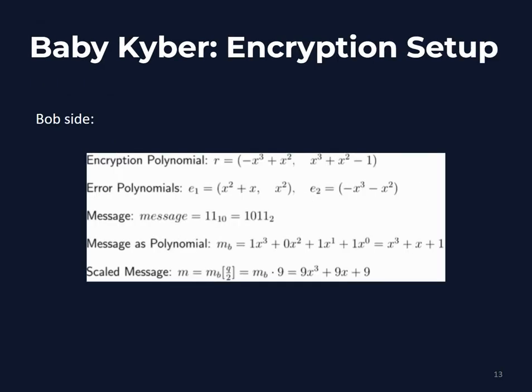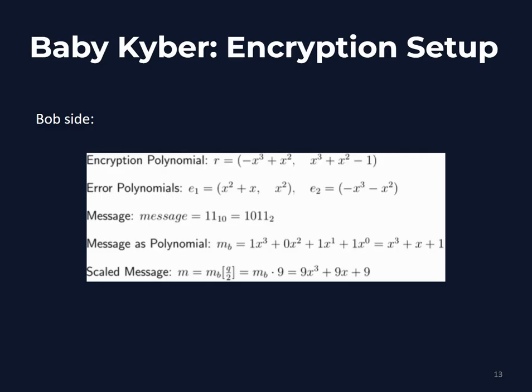After receiving the public key components A and T, Bob prepares his message. He first generates an encryption polynomial R, which acts like an XOR operation by randomizing the message. On Bob's side, two additional random error polynomials, E1 and E2, are also generated.